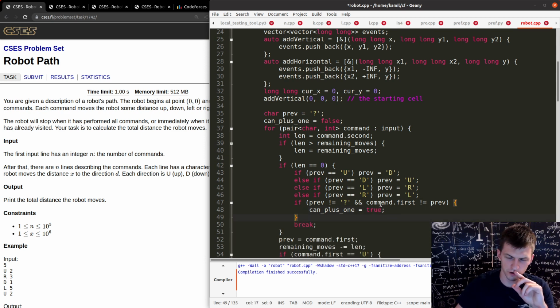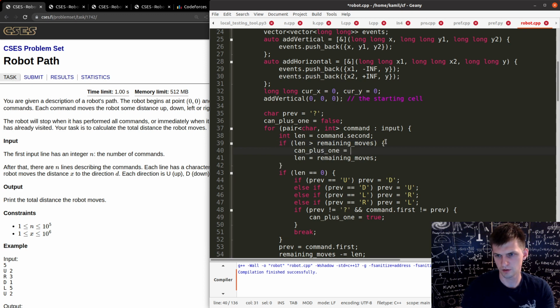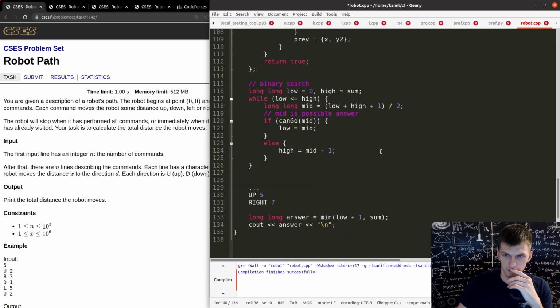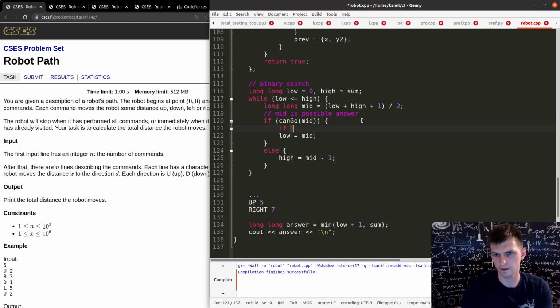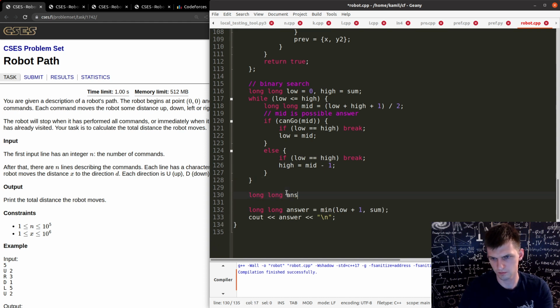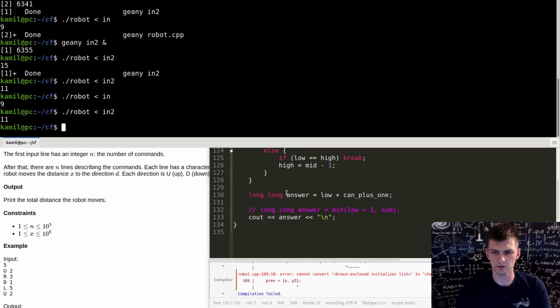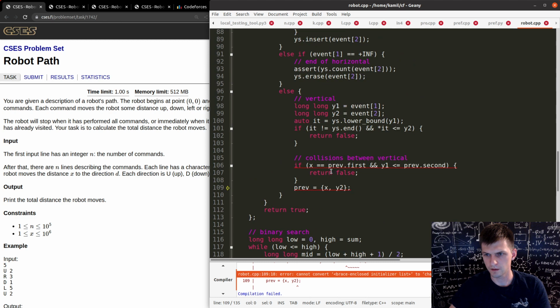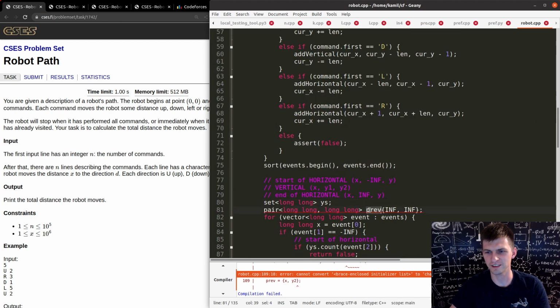So there are now 2 in a row. Also, if we continue moving somewhere, so you could make 7 steps, but after 5 you're done. Okay, I hope I'm right. If low equals high, break. Hope that this is okay. Pref first, pref second. Did I? Yeah, I used pref for 2 different things.